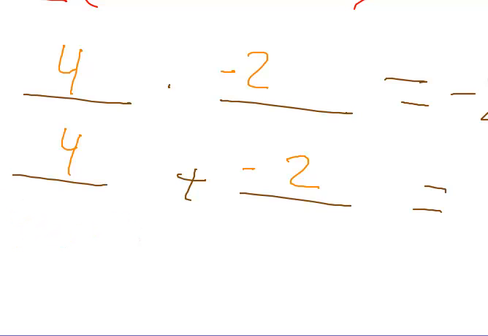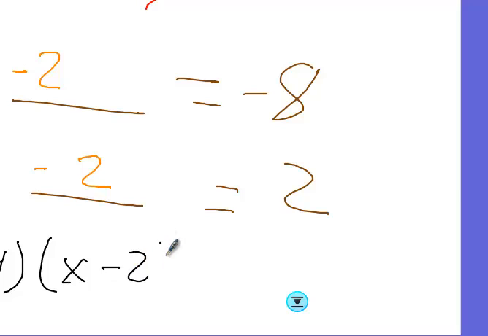So our final answer, again, is going to be 2, since we factored out the 2 in the beginning, times x plus 4, x minus 2. Okay? And we'll do one last one.